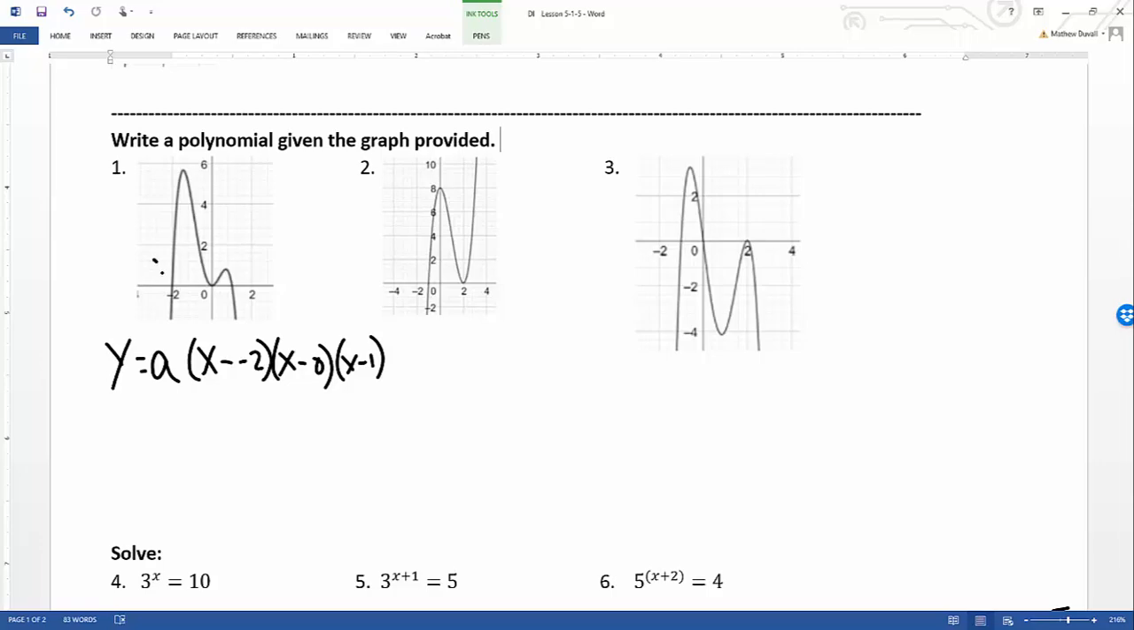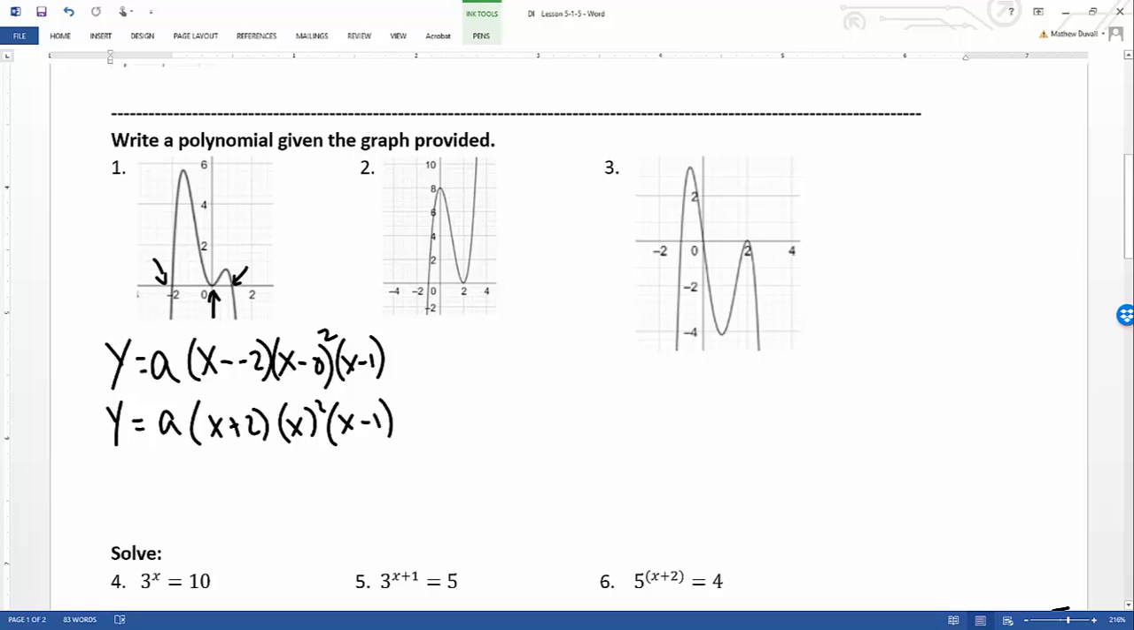So it crosses here and crosses here, so I'm going to leave it odd. It bounces here, so I'm going to make that 0 even. So now simplifying that, I'm going to get y equals a times x plus 2 times x squared times x minus 1.